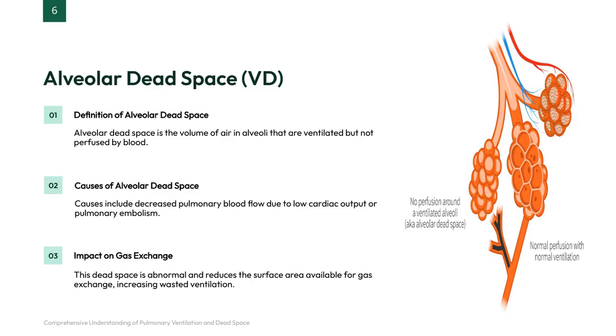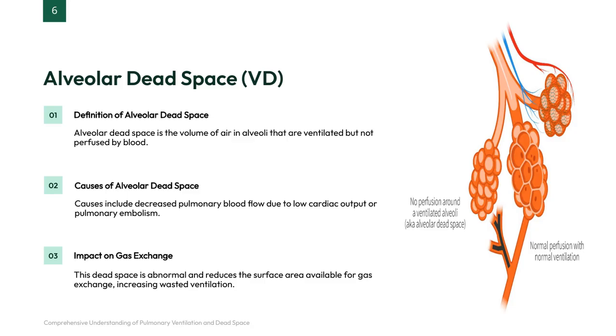This slide emphasizes that when we talk about dead space, we're referring to areas in the lungs where air is present, but no gas exchange occurs. Now, if this dead space becomes abnormal or increased, it actually reduces the surface area available for gas exchange. This means less oxygen gets into the blood and less carbon dioxide is removed, leading to inefficient ventilation.